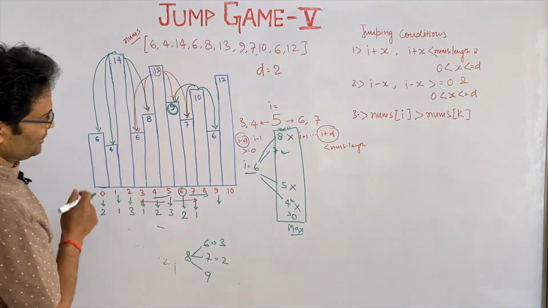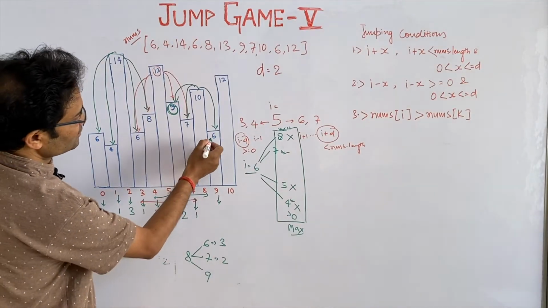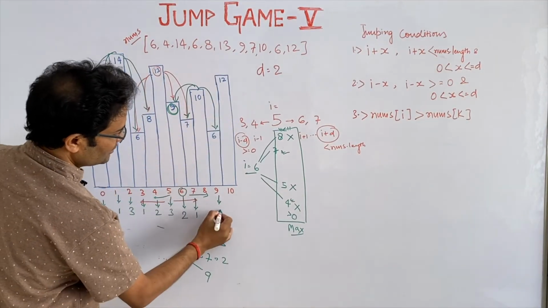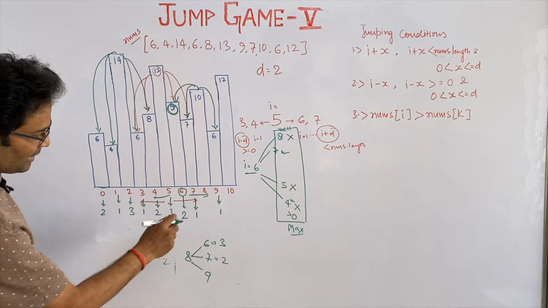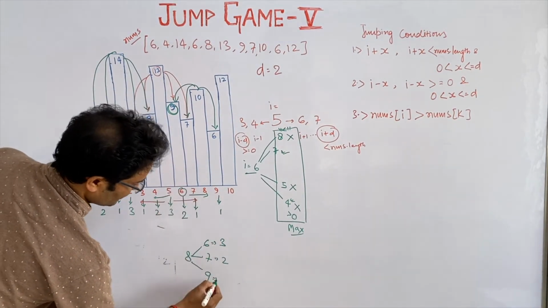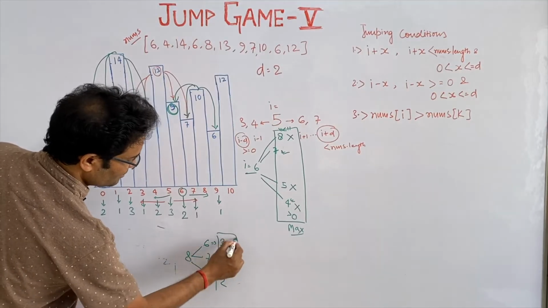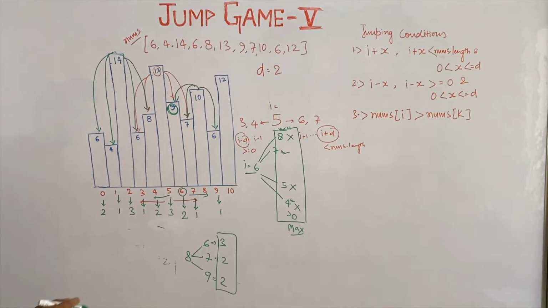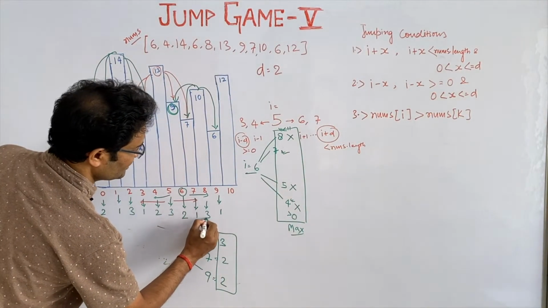Keep the 8 empty. So from 9 I can't move anywhere, right? So this is the 1 value. Now come back to the 8. 8 himself 1 and 9 1, 2. So what is the maximum here? Maximum is equal to 3. So 8 value is the 3.